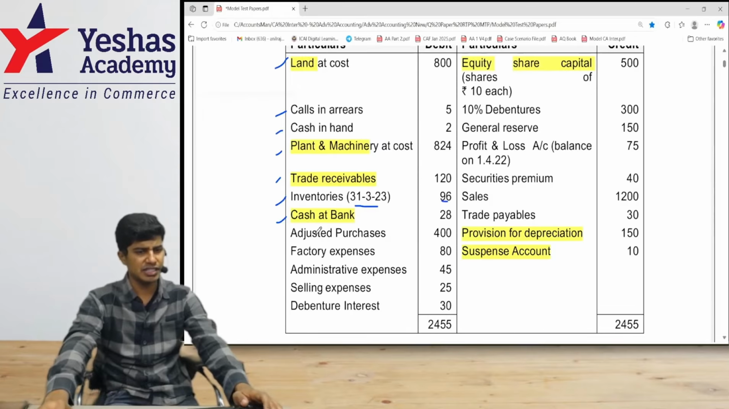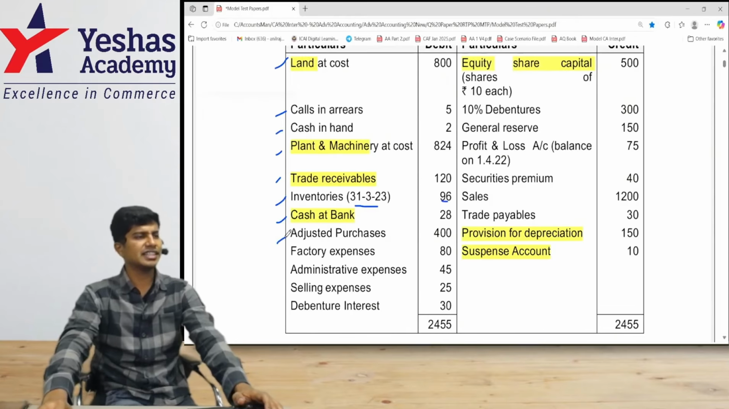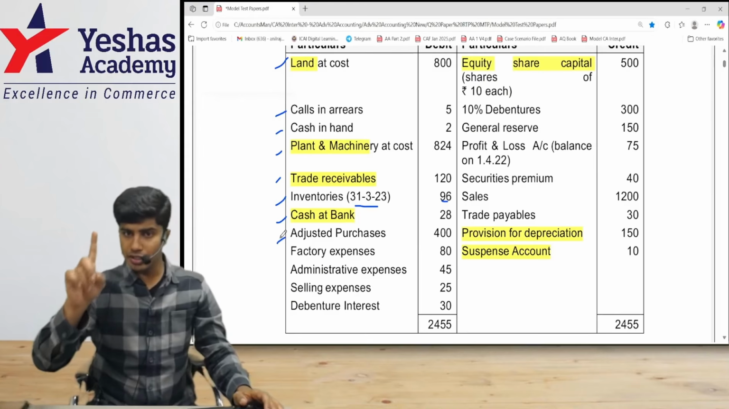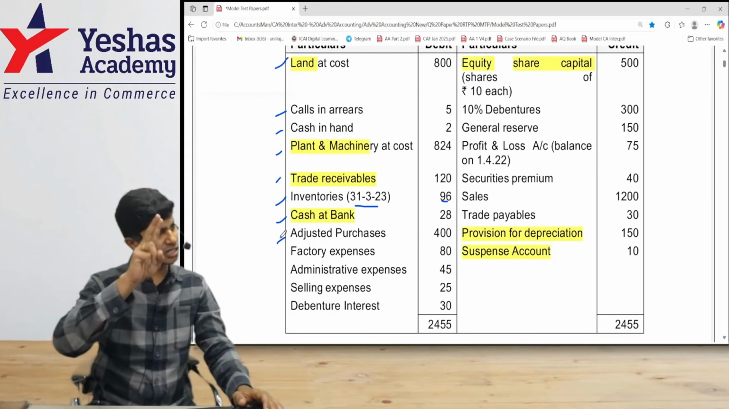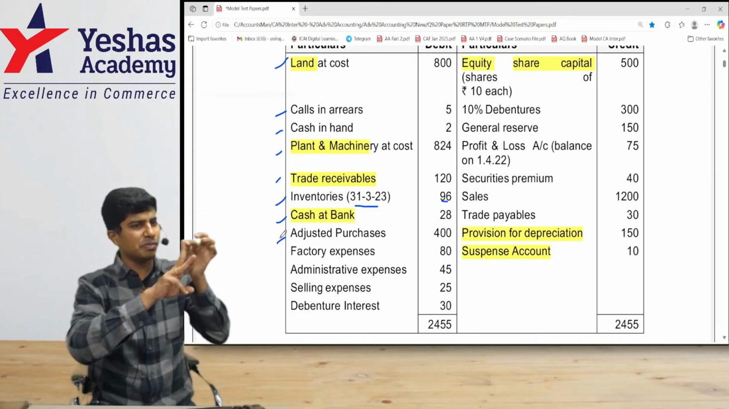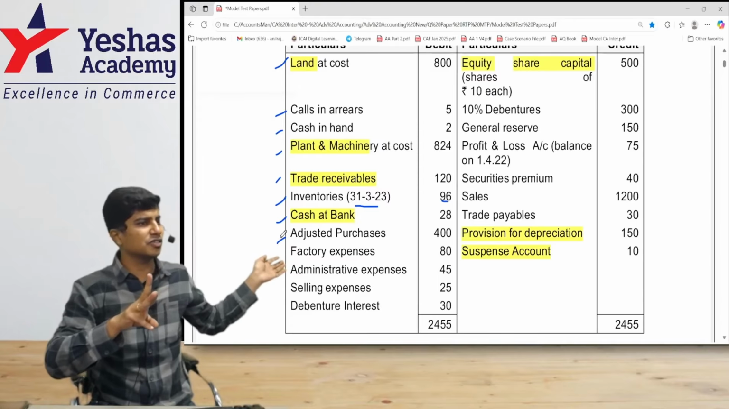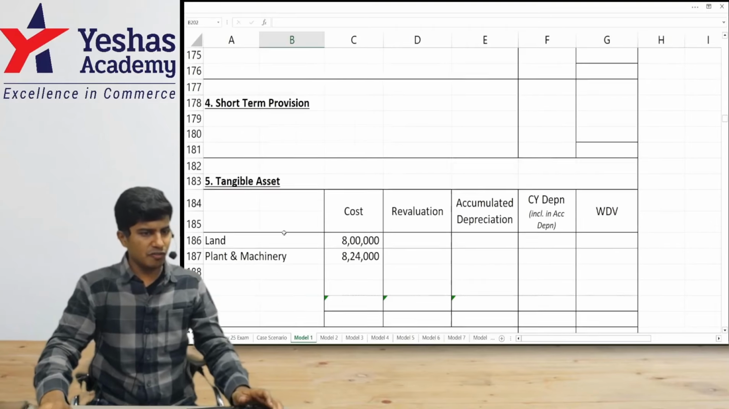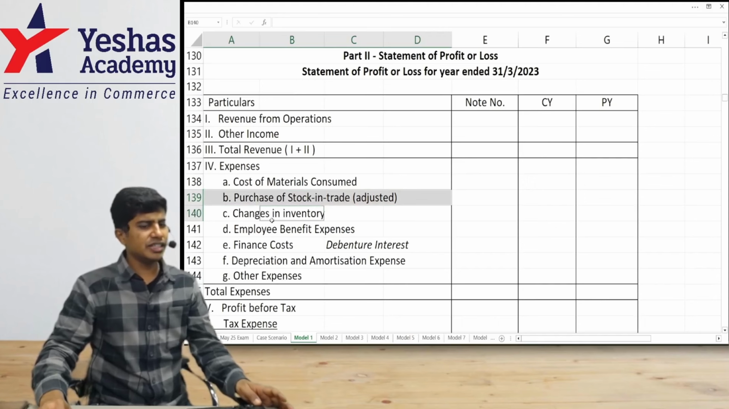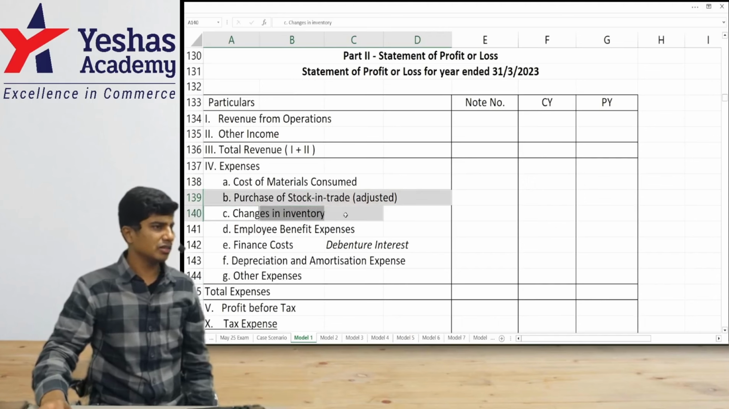What do we have after this? Adjusted purchases. Adjusted purchases is opening stock plus purchases minus closing stock. So opening stock minus closing stock is changes in inventory. Purchase should appear as stock in trade. In your statement of profit or loss, you should write purchase of stock in trade here and changes in inventory here. Changes in inventory is opening minus closing.